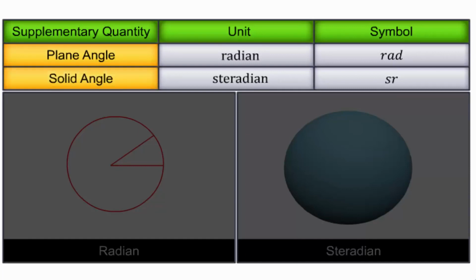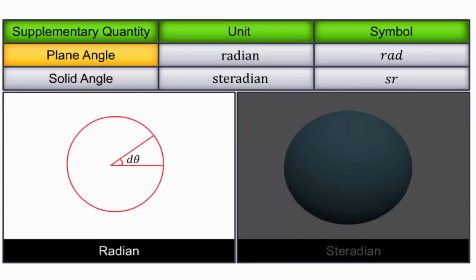Plane angle d theta is the ratio of length of an arc of a circle to the radius of the circle, and is measured in radian, denoted by the small letters RAD. It is defined as the angle subtended at the center of a circle by an arc of length equal to the radius of the circle.